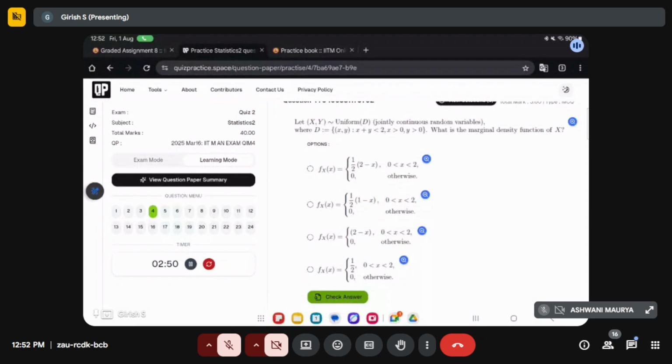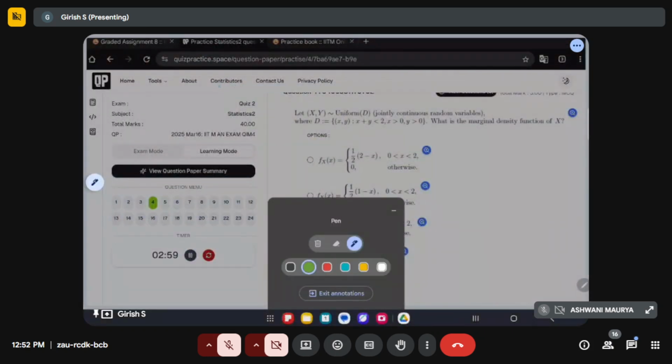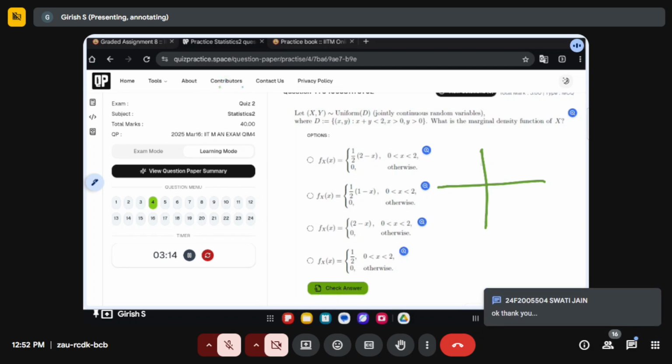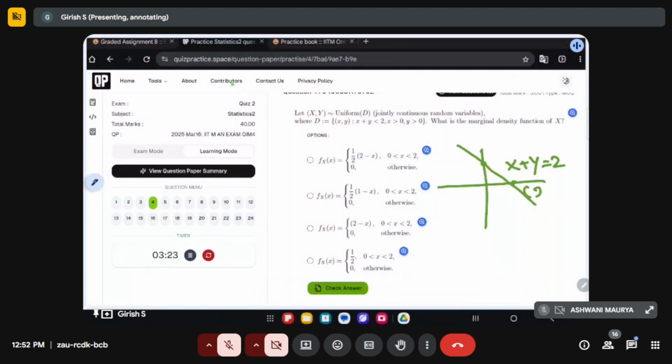So we are asked about marginal density of X given some graph. The first thing is we need to plot for these kinds of questions. We are given x greater than 0 and y greater than 0 and x plus y is less than 2. So this will be your x plus y equal to 2 line. This point is 2 comma 0. This point is 0 comma 2. And they are asking us to find marginal density of x, right? Is this graph clear?